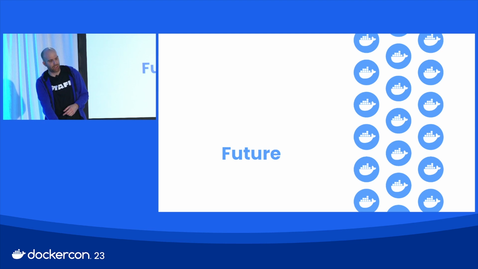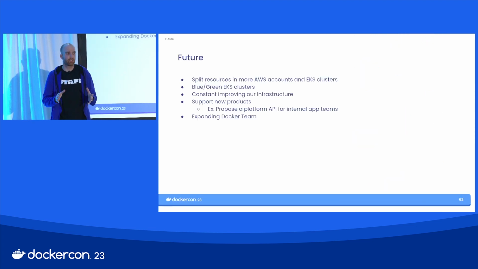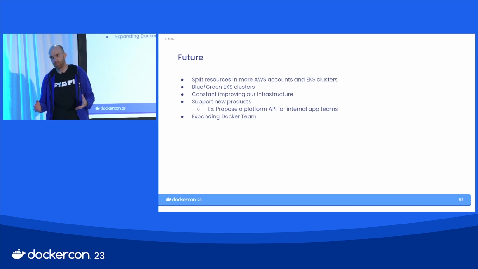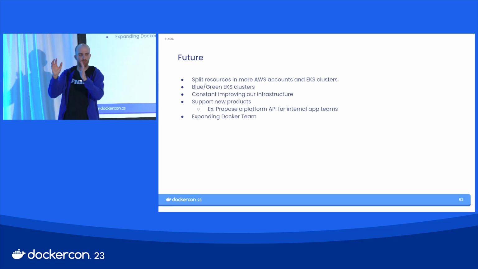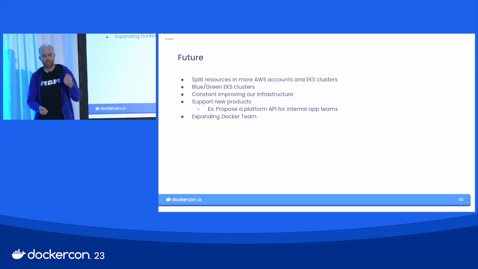So for the future of all the infrastructure, what we are planning to do is to split the resources more into more AWS accounts. We are still mainly on AWS, and we will create more EKS clusters. I like to divide everything, and it's much easier if there is an issue or if you need to do upgrades or things like that.